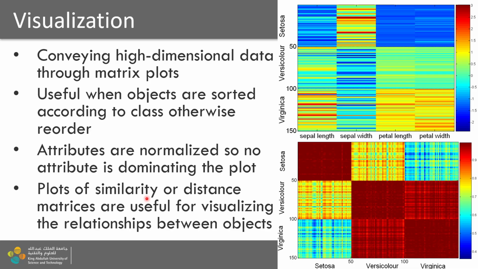Plots of similarity, which is the correlation, or distance, matrices are useful for visualizing the relationship between objects. So this is the second case. Here we are directly showing the information about the particular attributes, while here we are showing it indirectly in the sense of correlation, where we are relating this attribute to some other attribute.